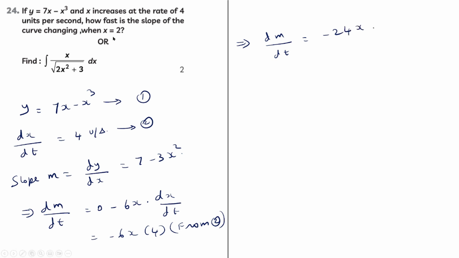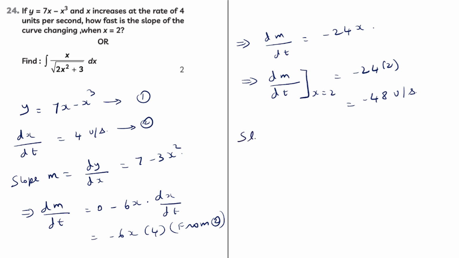Now we need to find how fast is the slope changing when x is 2. So dm by dt when x is equal to 2 is minus 24 into 2. It is minus 48 units per second. So as a result, we say that the slope of the curve is decreasing at the rate of 48 units per second.